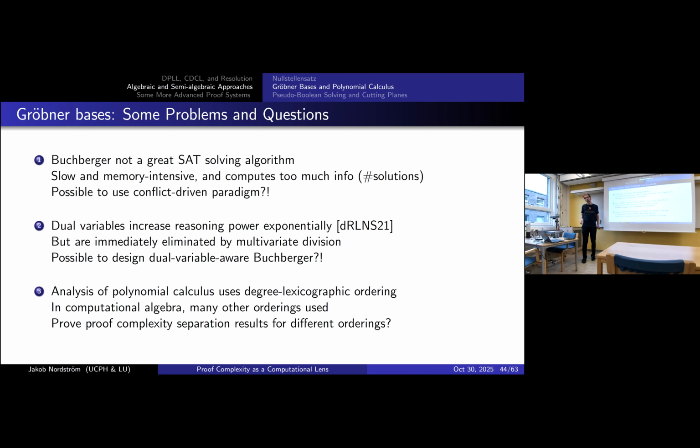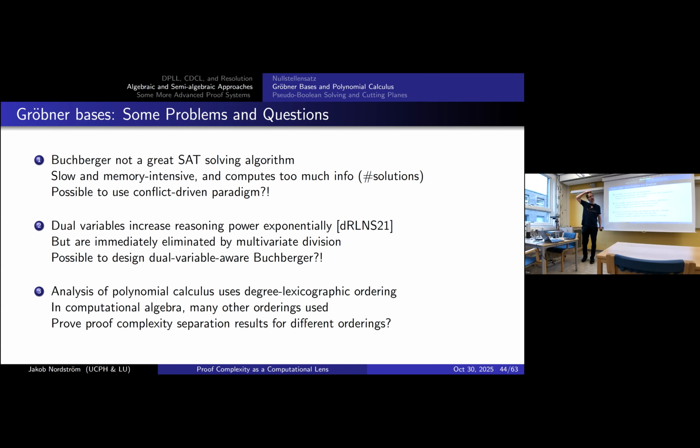Okay, so what are some open problems if we want to think about Gröbner basis, SAT solving, and proof complexity? One observation is that you don't want to do Buchberger's algorithm if you want to solve SAT. The reason is that a Gröbner basis requires tons of memory and computes too much. From a Gröbner basis, you can read off the number of satisfying assignments. But counting the number of satisfying assignments is believed to be a much harder problem than just deciding whether there are satisfying assignments. So in that sense, we believe that Buchberger's algorithm is solving too hard a problem.